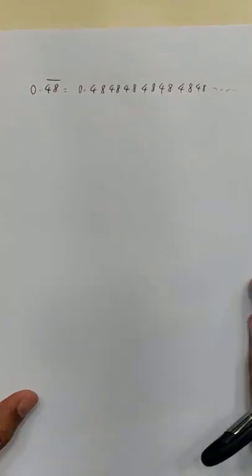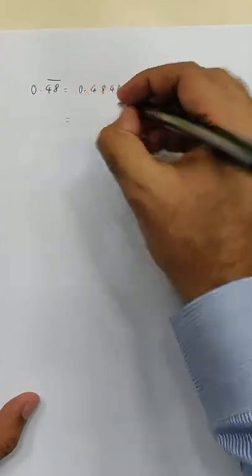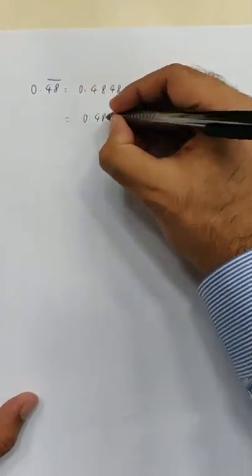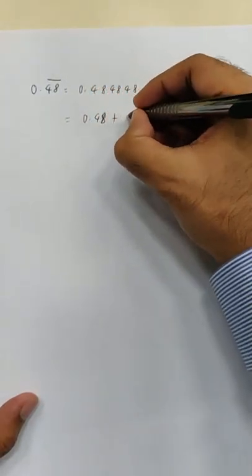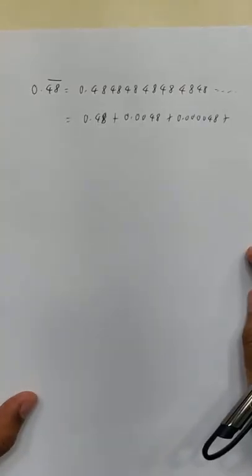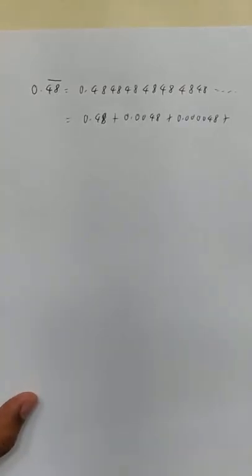I can rewrite it as 0.48 plus 0.0048 plus 0.000048 plus, and so on. There's something wrong with my camera today.